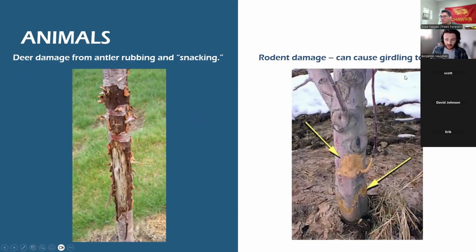Rodent damage. I hadn't really seen this much until this last year. We went to a site where we had planted, and I think probably 50% of these 30 trees were just way worse than this, completely ringed around the bottom because it was right next to this bioswale prairie area that had a ton of rabbits.